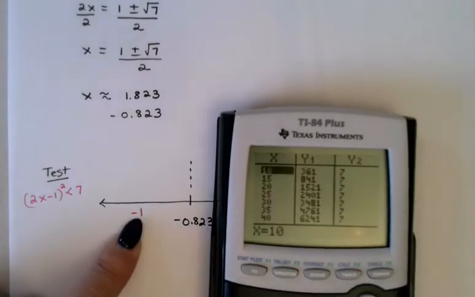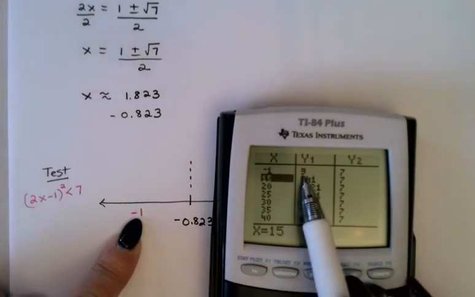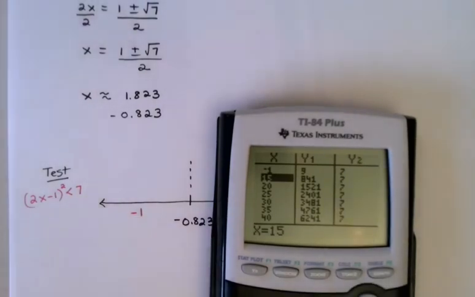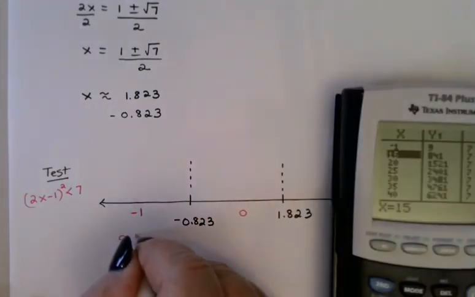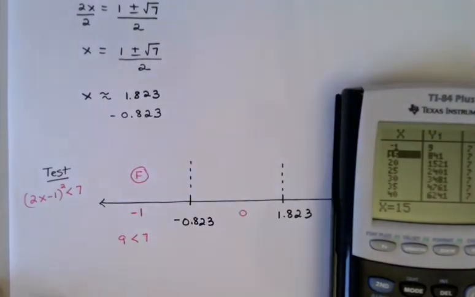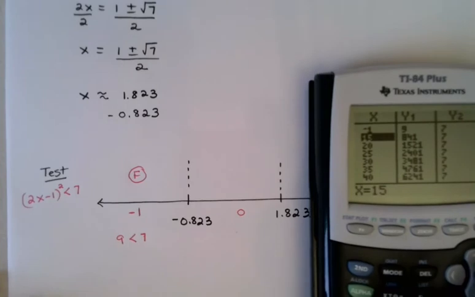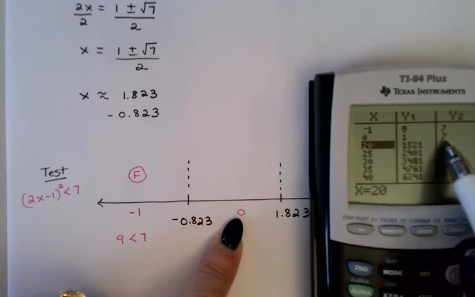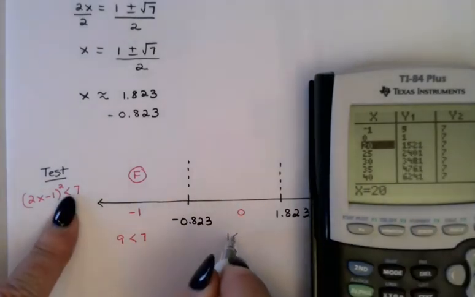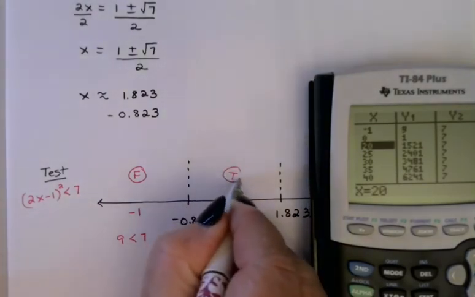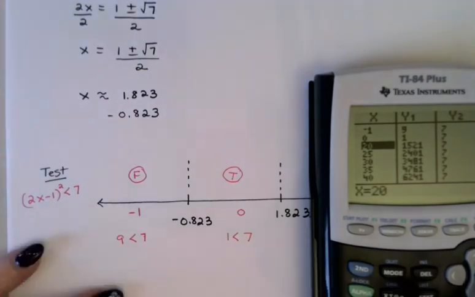And in the table, the first thing I want to test is negative 1. You'll notice I got a 9 and a 7. I wanted that to be less than. It is not. So it'll be false in that interval. The next interval, the test value we chose was 0. That gives me a 1 and a 7. And again, I wanted less than. And that looks pretty good. 1 is less than 7. So in that interval, this is going to be true.